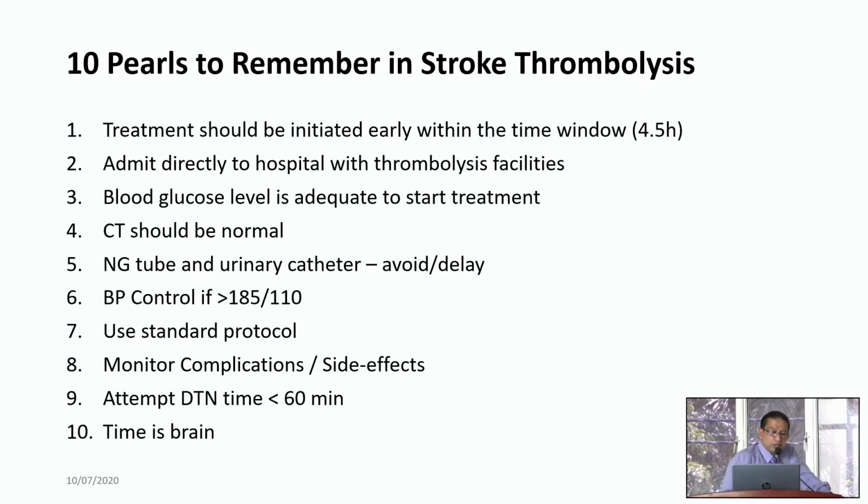So finally, the 10 pearls, which we have always highlighted in our talks. Treatment should be initiated within the time window, and admit directly to a hospital with a thrombolysis facility. That's very important, so that the patient doesn't waste time going to the GP and other treatment centers. Blood glucose is the most important investigation, and a normal CT. Those things should clearly tell you that the patient could be treated.